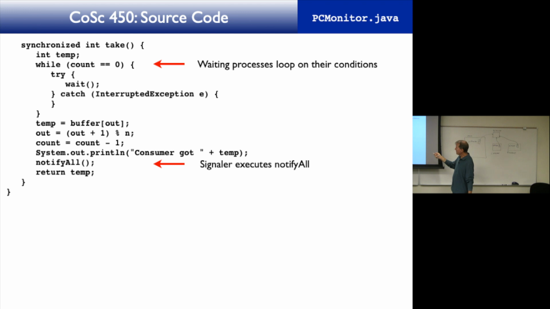The while count equals 0, try, wait. So this is in a while loop instead of in an if statement. And here again, the signaler executes notifyAll. So you see how to do the translation into Java. So are we good?